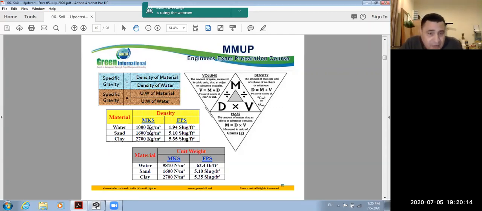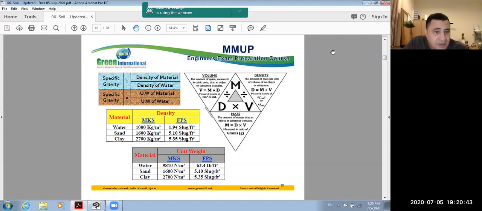So 1000 kilogram over cubic meter, 1.94 slugs over cubic feet. This is the density. And the unit weight is equal to 9,810 Newton over cubic meter and 62.4 pound over cubic feet. These are two very important units to memorize: density and unit weight.